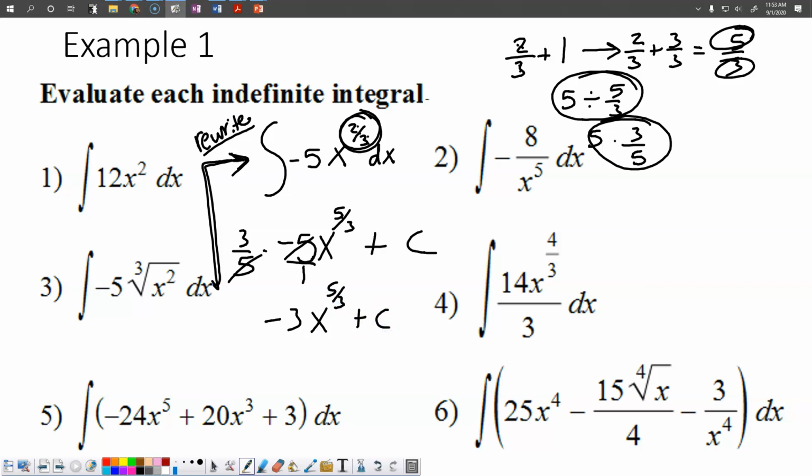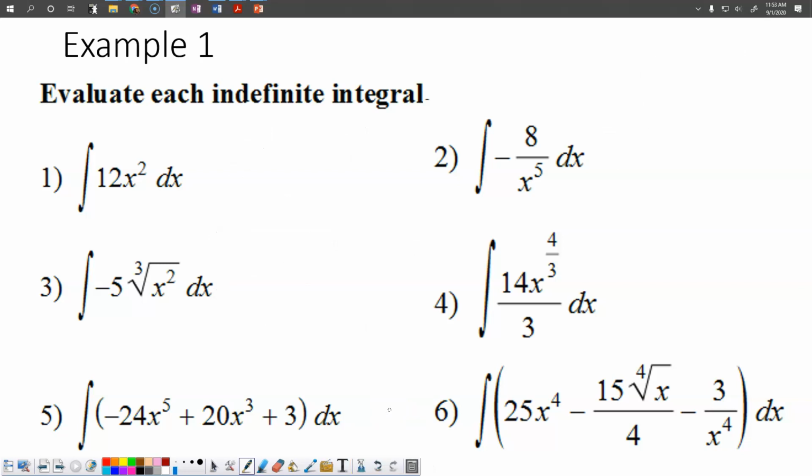So I think I better do one more of those because there's a lot going on there. So let me do one more problem like that, okay? We'll call it number 8. All right, so suppose I asked you guys to find the integral of 2 times the 5th root of x cubed.